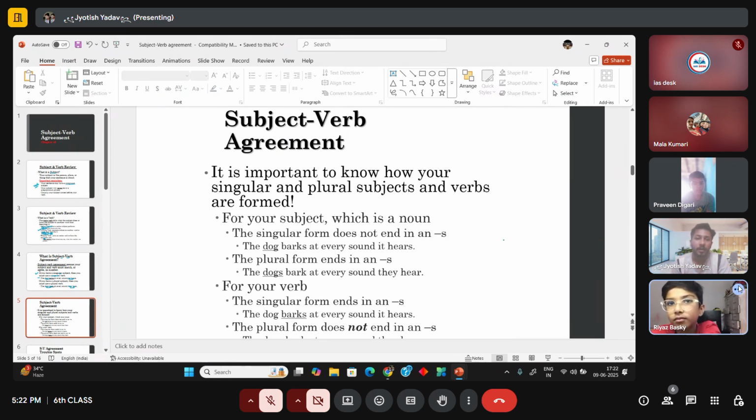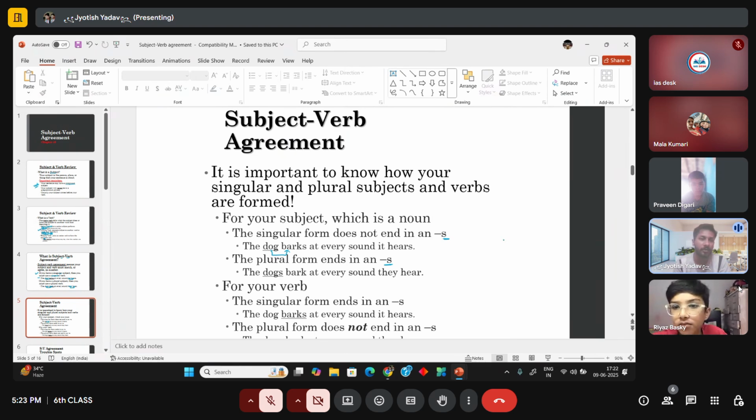So see here, your subject is a noun. I have told you that a noun is a naming word, and that can be a subject. In the same way, the singular form does not end in s, because in singular we know there is only one subject, only one thing. So for that we use the verb with s. The plural form ends with s. We all know that for plural we add s or es to our subjects to make them plural.